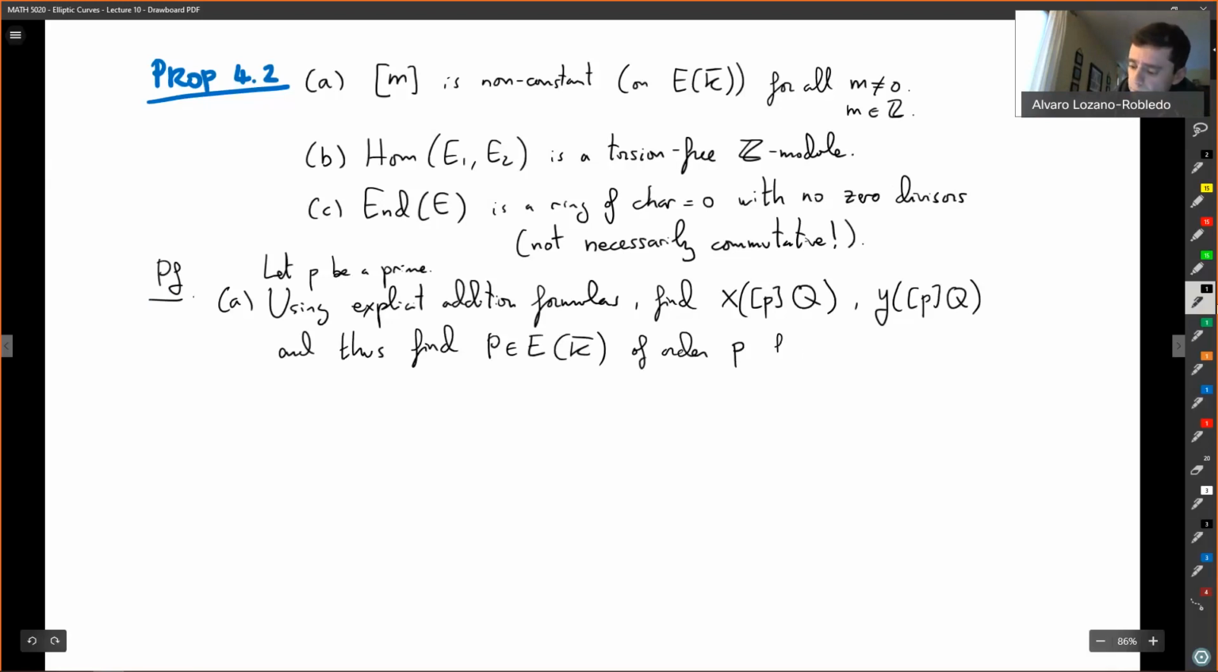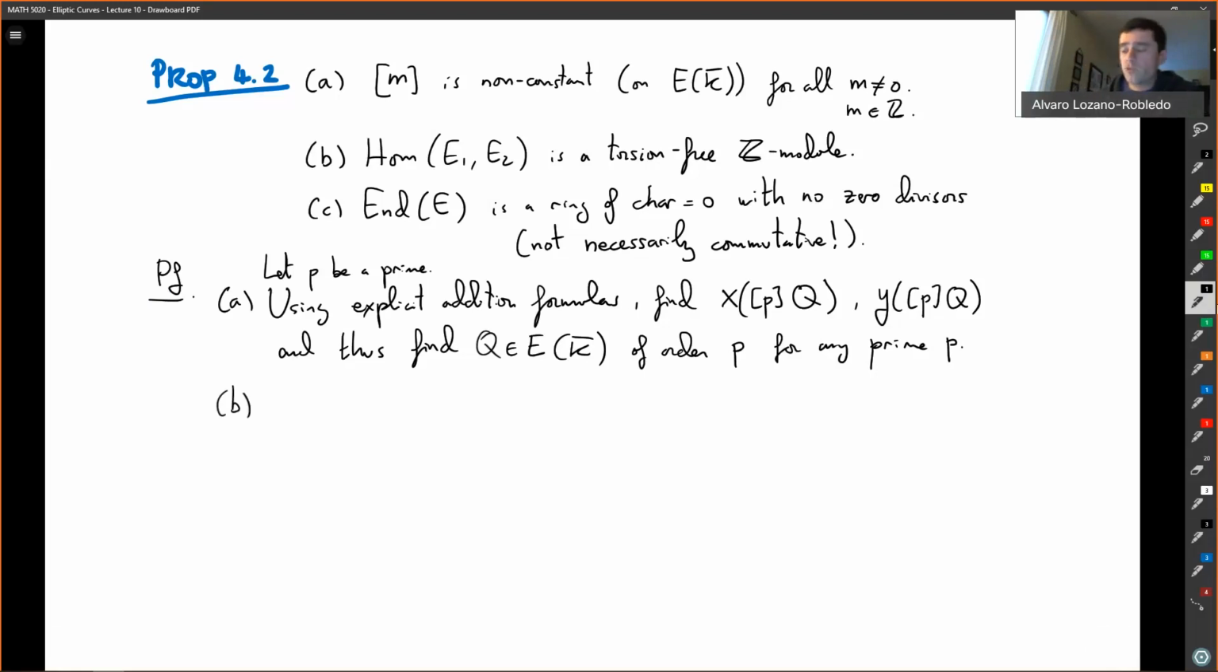So I can use those formulas to find points of order p, for any prime p. Okay, maybe call this q, since we have already a p floating around. So I can always find points of order p. Therefore, if there are points of order p, then the map M is not going to be a constant function, we are going to have points that are of order p, and points that under multiplication by m are not of order p. All right, great.